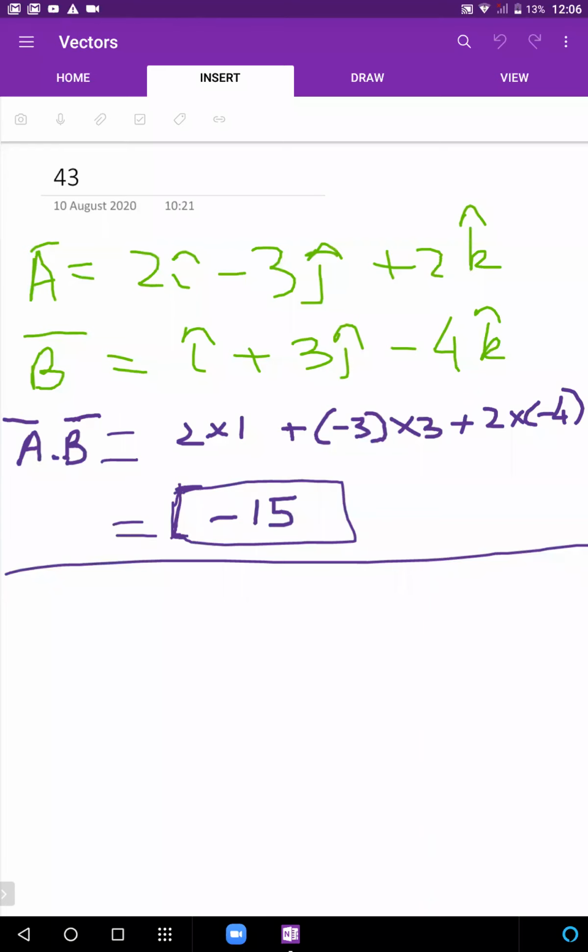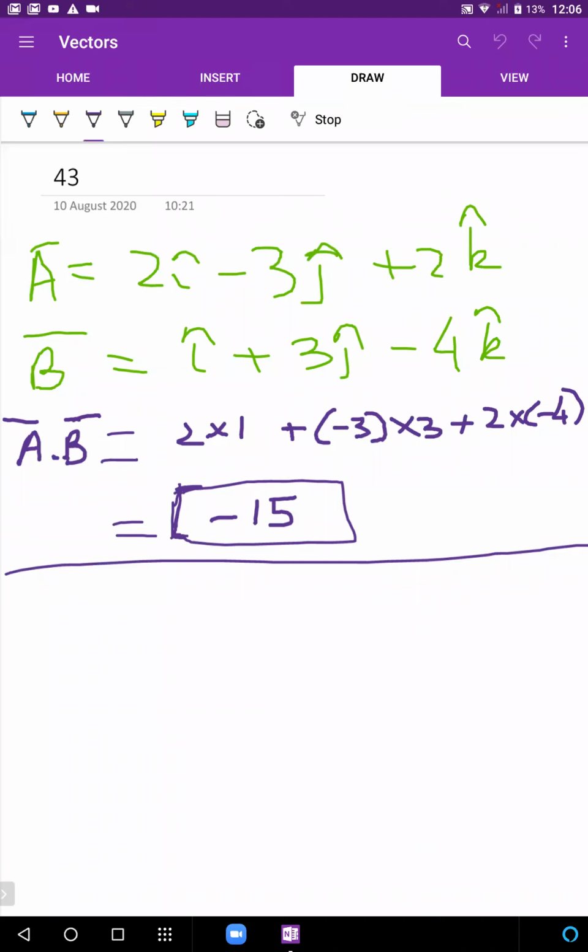All right. So continuing from where we left off yesterday, we did this question on dot product where we realized that taking the dot product is actually very easy, right? It's just multiplication of like terms, right? 2 into 1, 2, minus 3 into 3, minus 9, 2 into minus 4, minus 8. Club all the terms up, 2 minus 9 minus 8, and you get minus 15.